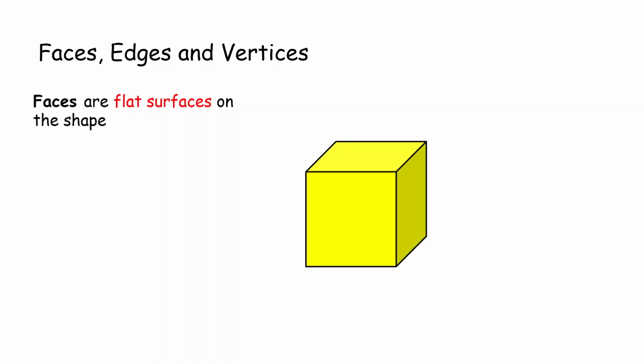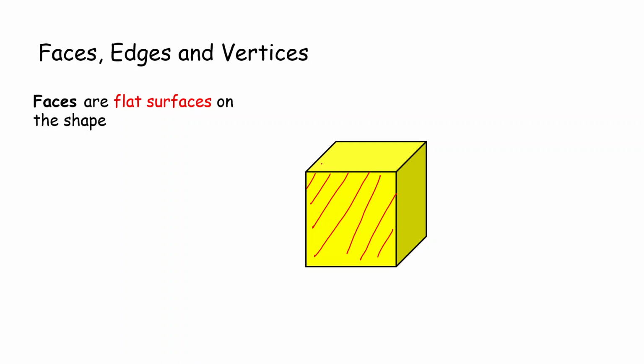Okay, we're on to faces, edges, and vertices now. So, what are all of these things here? Right. So, faces are the flat surfaces on the shape. It just means, for example, that this here is a cube, and a face is one of the flat surfaces of the shape. So, this is one of the faces.